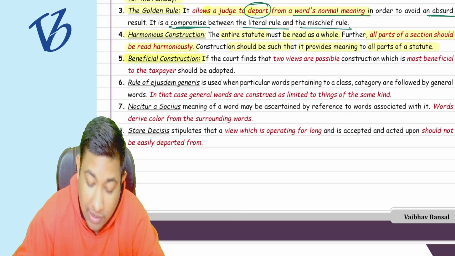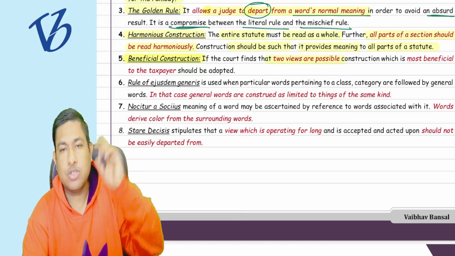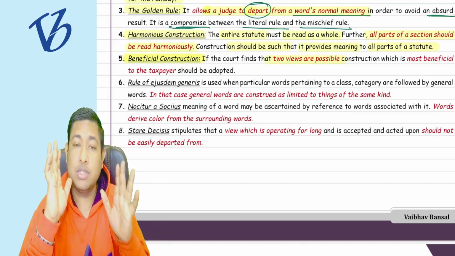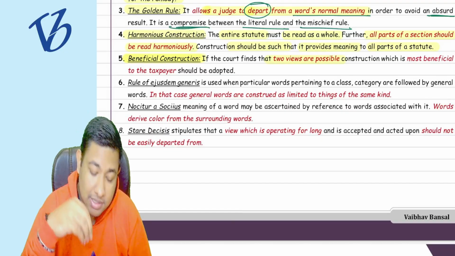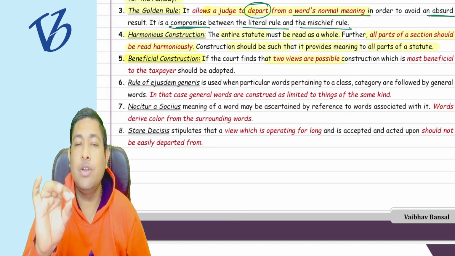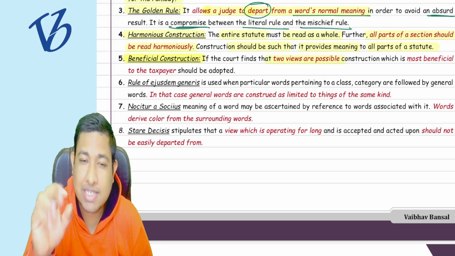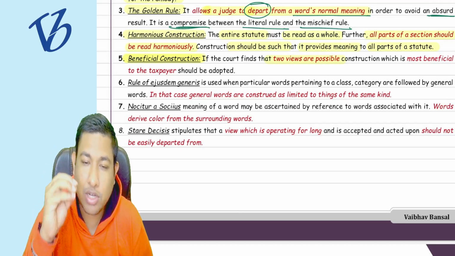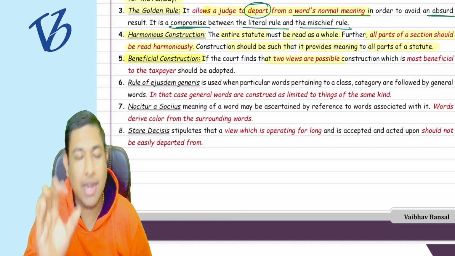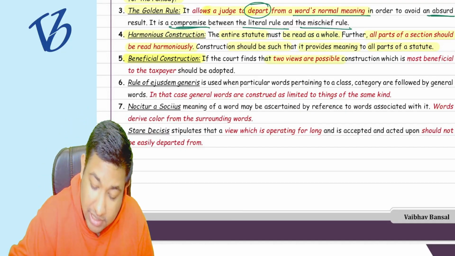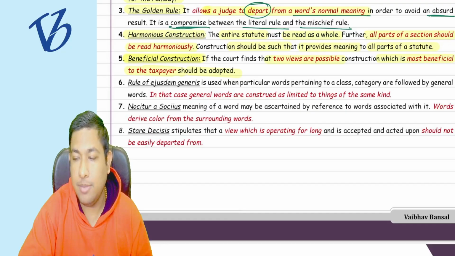Now, coming to the beneficial construction. Beneficial construction is what? If two views are possible, if there is a case where the department is saying the correct thing and the assessee is also saying the correct thing, and the judge is convinced by both views, so what can be done? In this case, the benefit is given to the assessee, the taxpayer. Whatever interpretation is beneficial to the taxpayer should be upheld. The construction which is most beneficial to the taxpayer should be adopted. Understood or not?